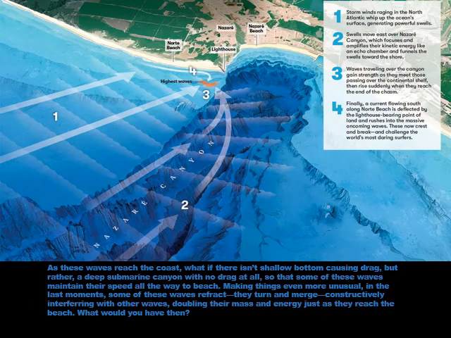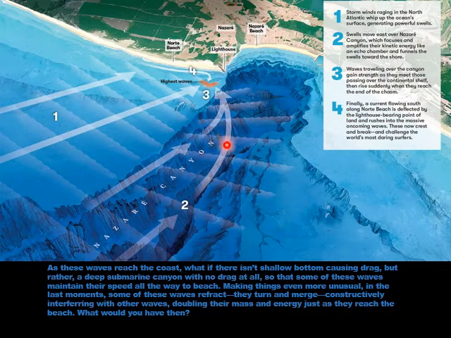And then, just as these waves reach the coast, what if there isn't a shallow bottom there that's going to cause drag? But instead, what if there is a deep submarine canyon that's hundreds of meters deep and produces absolutely no drag at all, so that some of these waves are going to maintain their full speed all the way right up to the beach? And that's what we see in this diagram right here.